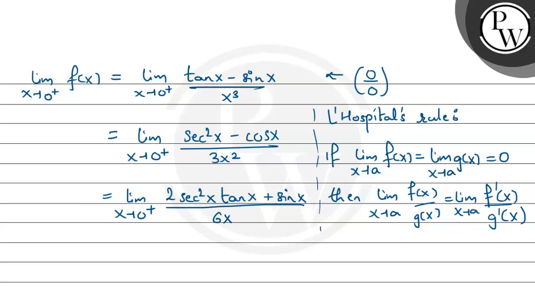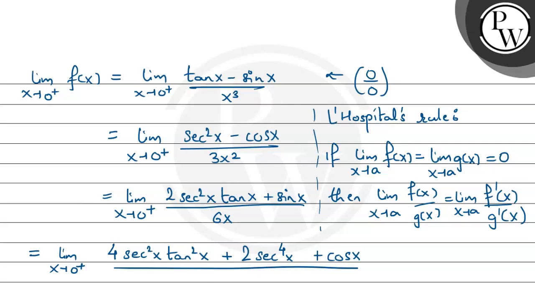Again if we check the individual limits, in the numerator we get 0 and in the denominator 0. So again let's use L'Hopital's rule. So here limit as x goes to 0 plus of, let's use the product rule of differentiation. So this is 4 times secant squared x tan squared x, then we have 2 times secant raised to 4 x plus cos x, divided by 6.